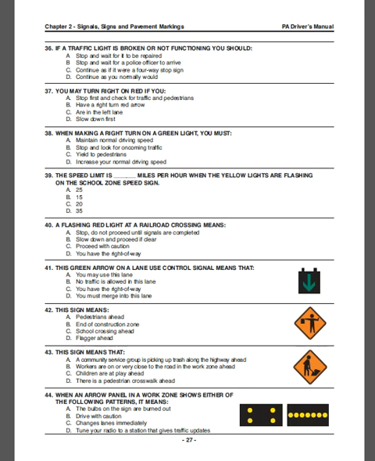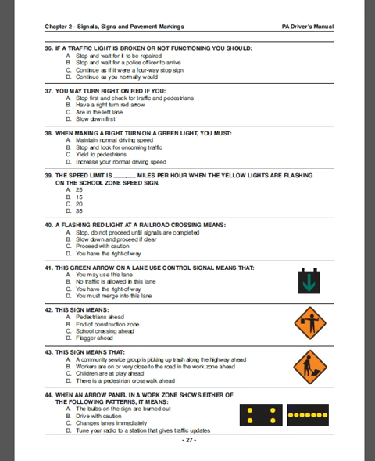36. If a traffic light is broken or not functioning, you should A. Stop and wait for it to be repaired. B. Stop and wait for a police officer to arrive. C. Continue as if it were a four-way stop sign. D. Continue as you normally would. The answer is letter C. If the light is broken or malfunctioning, continue as if you were at a four-way stop.